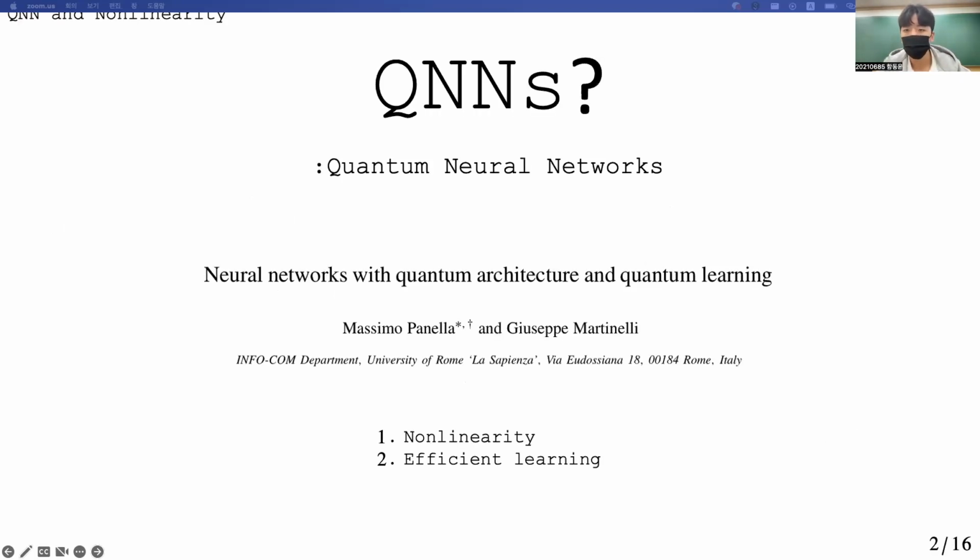As you all know, QNN means quantum neural network. The author of the following paper, which is about implementing QNN, states that there are two difficulties in implementing QNN. The first is about nonlinearity, and the second is about how to learn efficiently. For the nonlinearity of neural networks, the author used the algorithms of the paper I mentioned earlier, and I would like to introduce it.